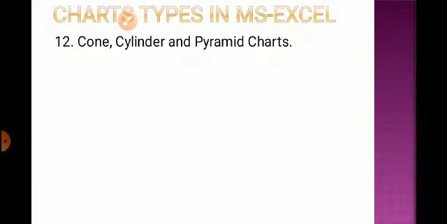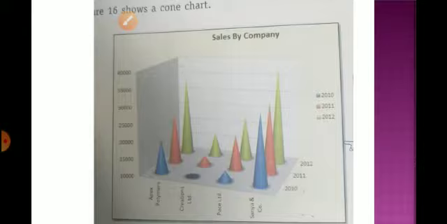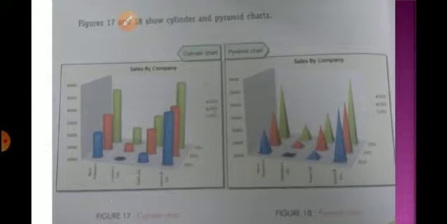Our next chart type is cone, cylinder and pyramid charts. The cone, cylinder and pyramid data markers can lend a dramatic effect to 3D column and bar charts. See, this is cone. These two are cylinder and pyramid type.